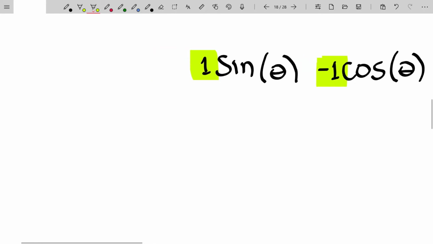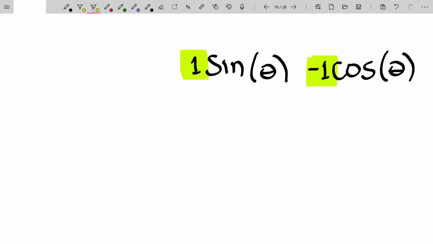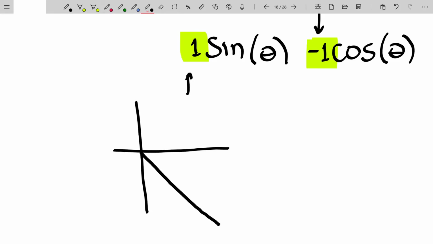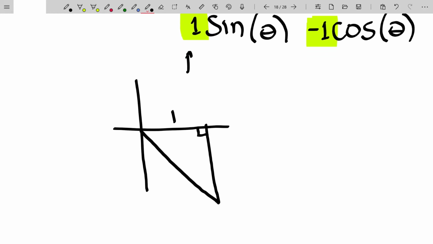So I'm going to just mention cosine is always related to the horizontal side of a triangle, at least when you're drawing on axes. And the sine is always related to the vertical side of a triangle when you're drawing on axes. So where is our horizontal side positive? And where is our vertical side negative? That would be quadrant 4. So let's go ahead and draw a triangle in quadrant 4. There we go. Where the adjacent side is 1 and the opposite side is -1.